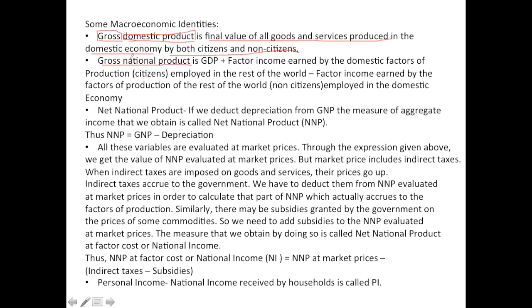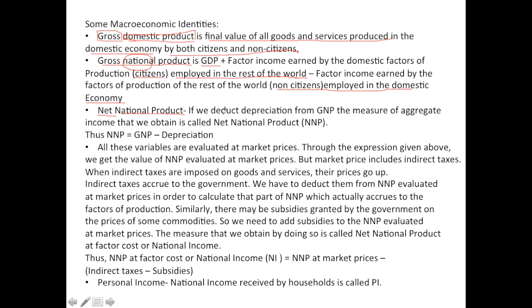What is GNP? National product. So GDP plus factor income earned by domestic factors of production of citizens employed in the rest of the world. People who are Indian nationals but employed in the rest of the world, whatever they produce also becomes a part of GNP. Whereas non-citizens employed in India, a migrant worker who is not an Indian citizen but is employed in India, whatever his value added is, that is removed from GDP to calculate GNP. That is how GNP is calculated: GDP plus factor income from citizens employed in the rest of the world minus factor income earned by non-citizens employed in the domestic economy.